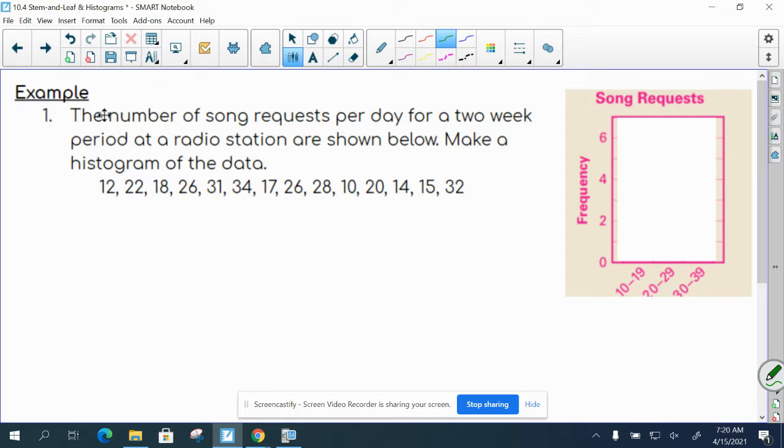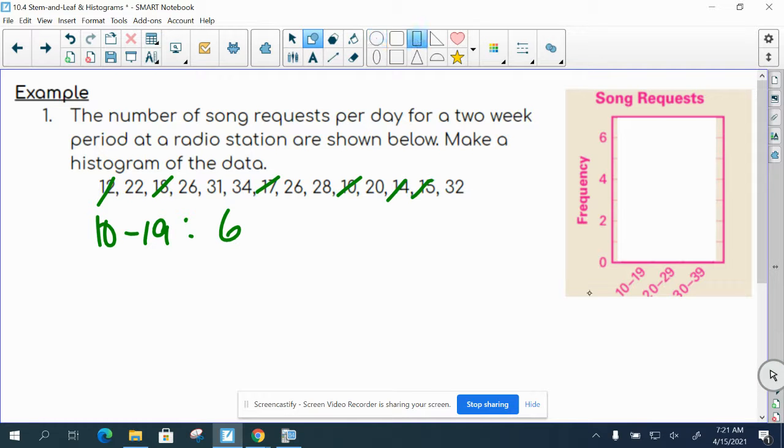Okay, so here's an example. The number of song requests per day for a 2-week period at a radio station are shown below. Make a histogram of the data. Our intervals are 10 to 19, 20 to 29, and 30 to 39. I'm going to do 10 to 19 and count off all the ones that are 10 to 19. We've got 1, 2, 3, 4, 5, 6. So for my histogram, I'm going to make a rectangle that goes up to 6, like that.